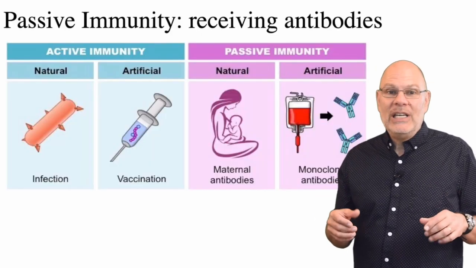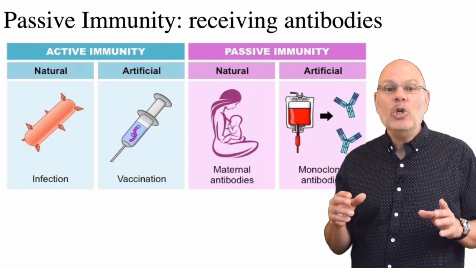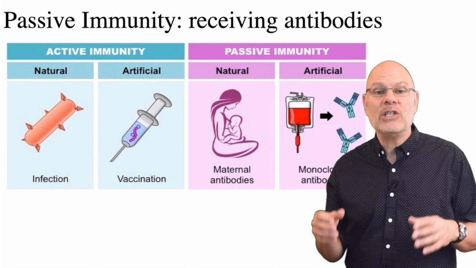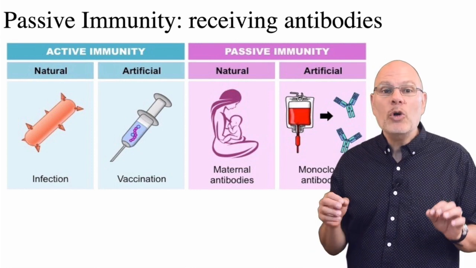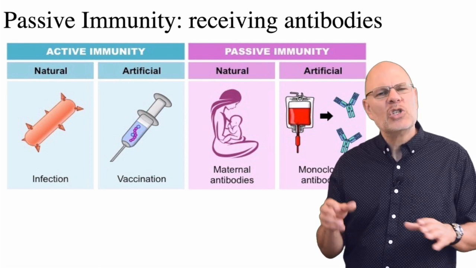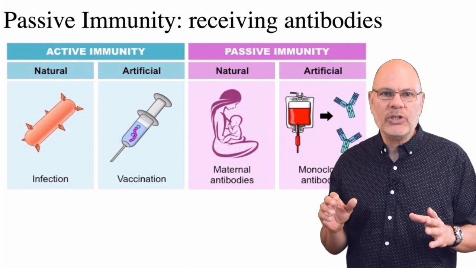The last thing I want to teach about related to immunity is the idea of passive immunity. You can develop immunity as you respond to an infection, or you can develop immunity as a result of immunization. Those are both forms of active immunity. You produce the antibodies. So what's passive immunity? That's where you receive antibodies from outside your body.